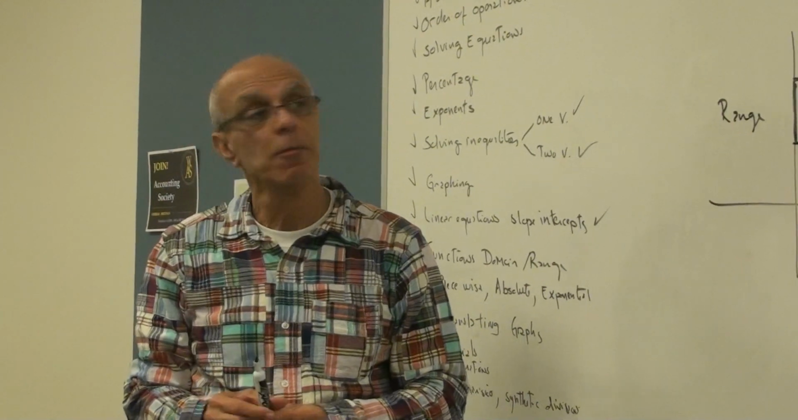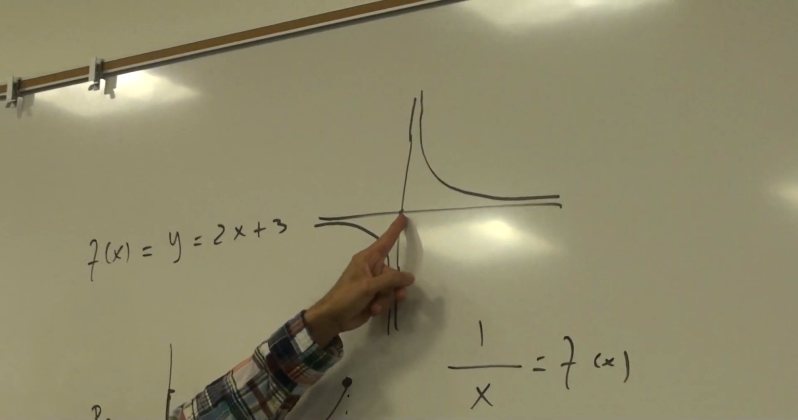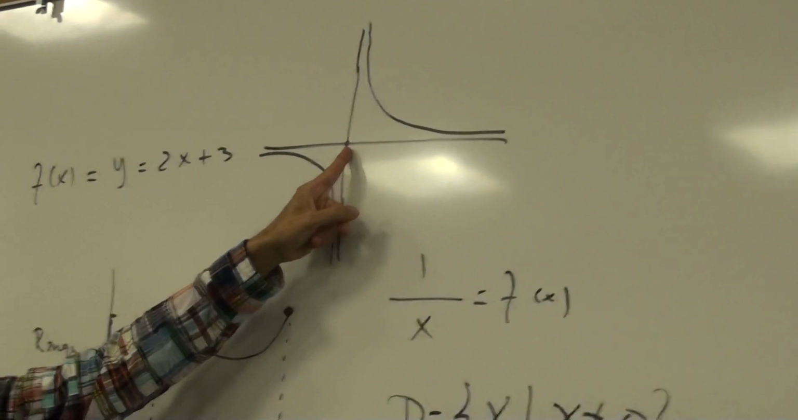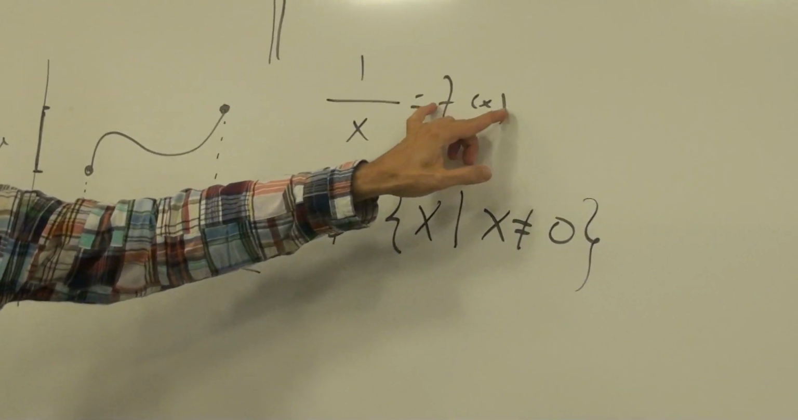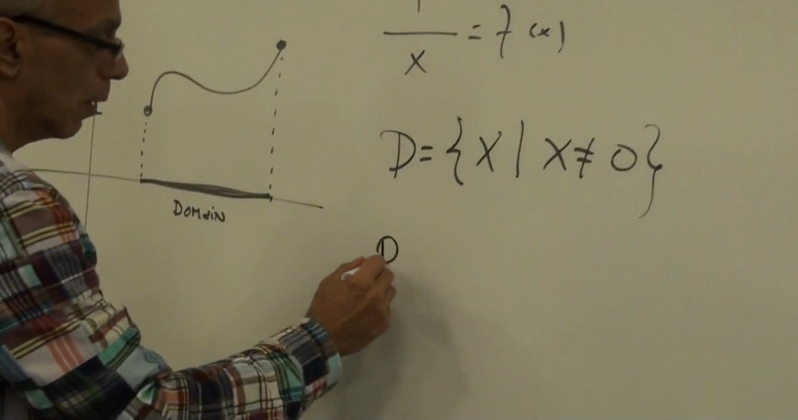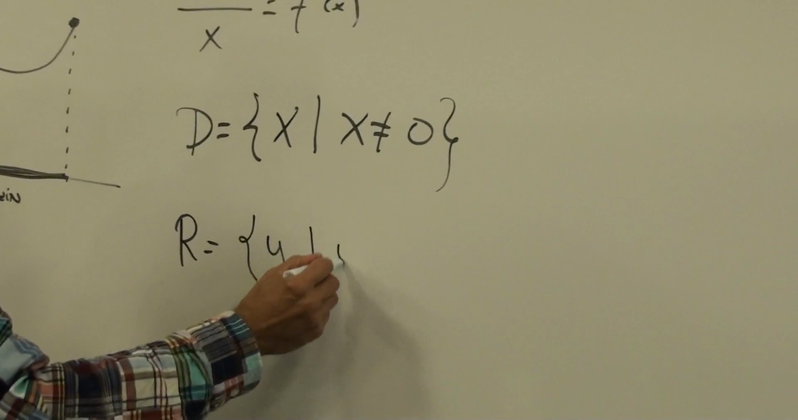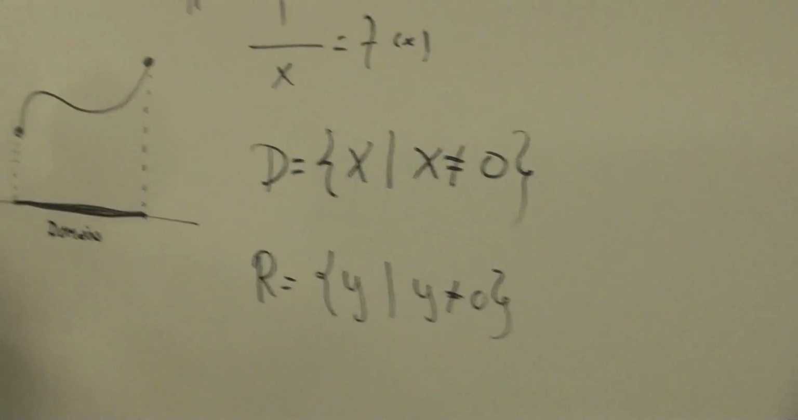It's the same, right? Also, y, you never get a value of 0 for y, right? This function here will never assume the value of 0. So the range would be the set of y's so that y is different than 0. So that would be the range.